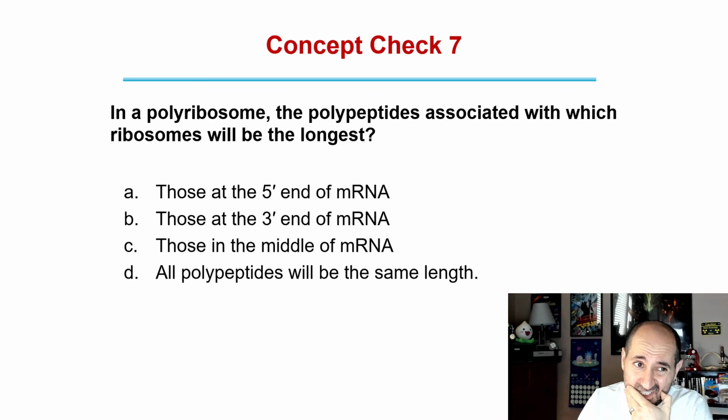So, final concept check. In a polyribosome, the polypeptides associated with which ribosomes will be the longest? Okay, the ribosomes at the 5' end? No, that's where translation begins. So why would the polypeptides be longest where translation begins? Those at the 3' end, yes, because the 3' end is where translation ends. Does that make sense? By the time the ribosome is at the 3' end on the mRNA, close to the untranslated region, where the stop codon is, that's where the polypeptide will be the longest, because it'll be almost done or done.